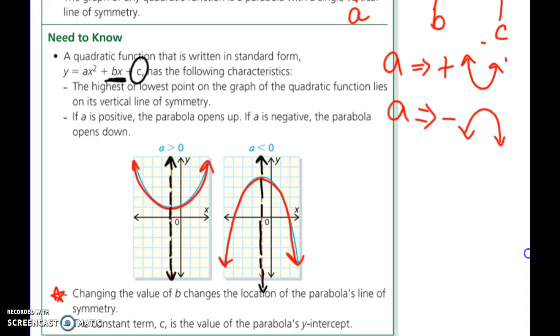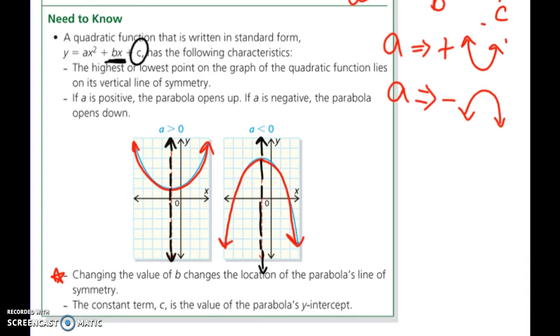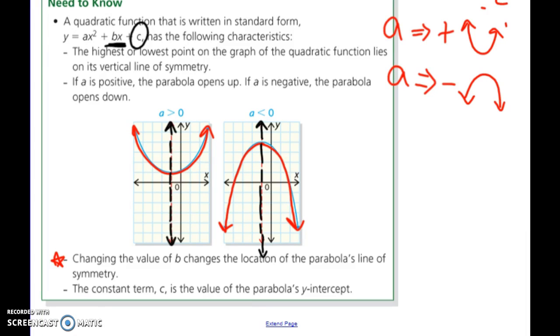And our C value shows us where on the y-axis our picture is hitting. So if we look at these, this is our y-intercept because our picture crosses on our y here and here. That is what our C value would be. Okay? Those are the important points of the quadratic function.